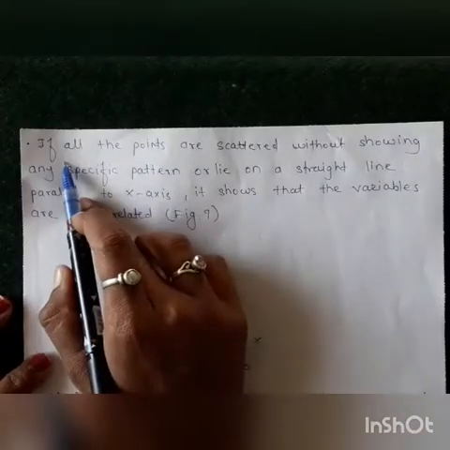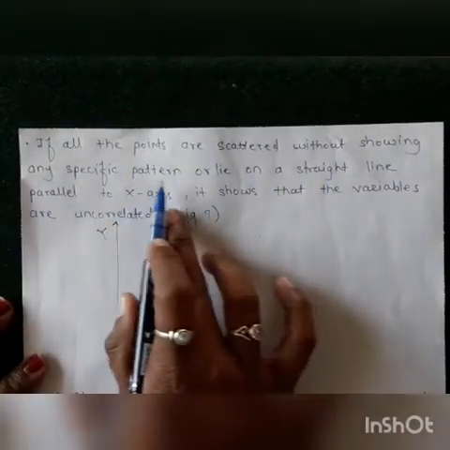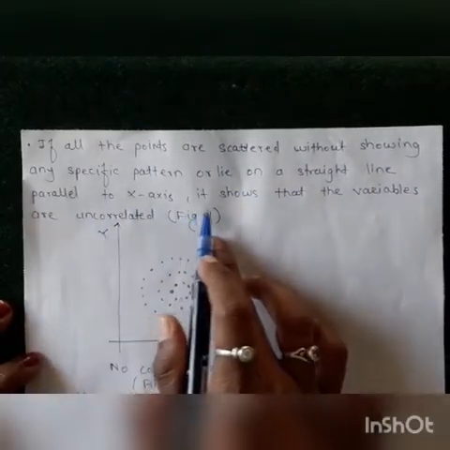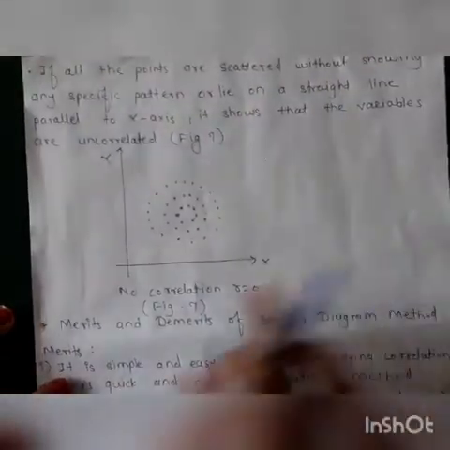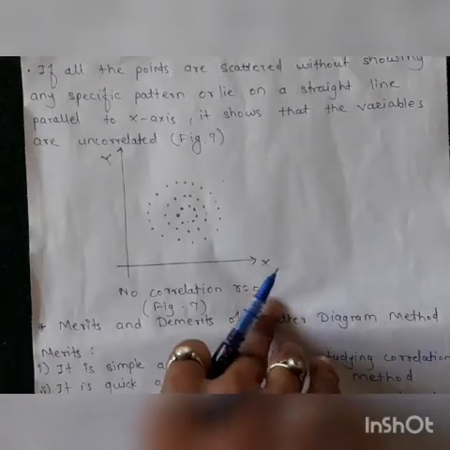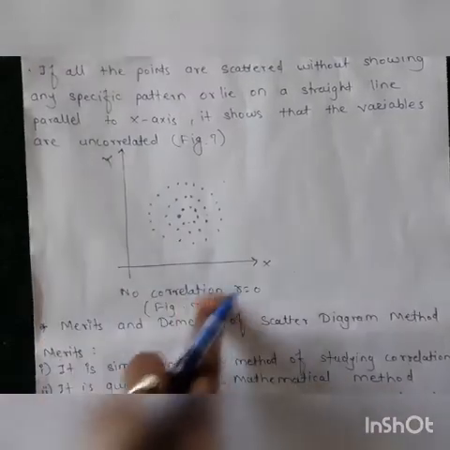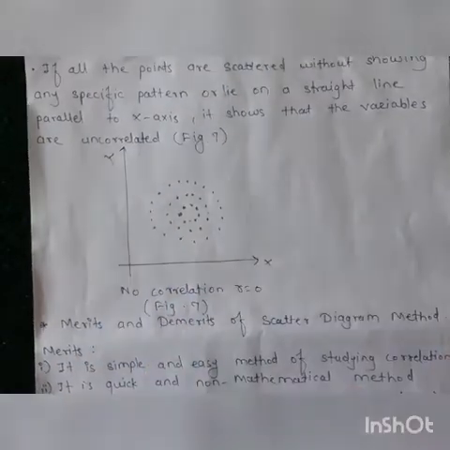Next, if all the points are scattered without showing any specific pattern, or lie on a straight line parallel to the x-axis, it shows that the variables are uncorrelated. This figure 7 indicates no correlation, that is r is equal to 0. That means all points are scattered without showing any specific pattern, or lie on a straight line parallel to the x-axis.